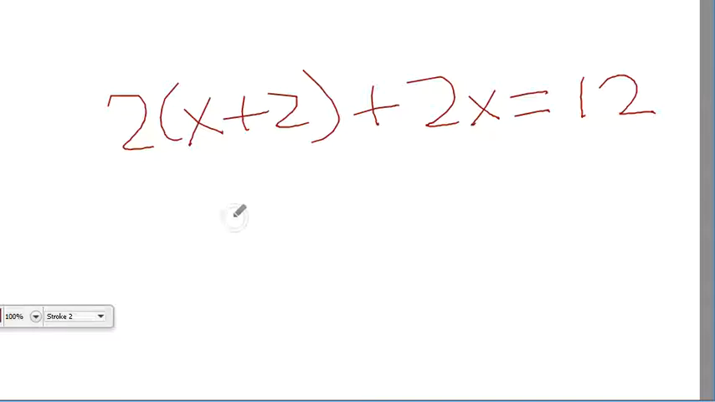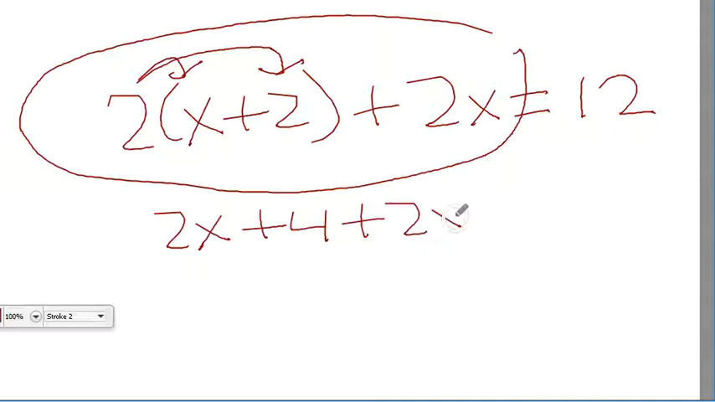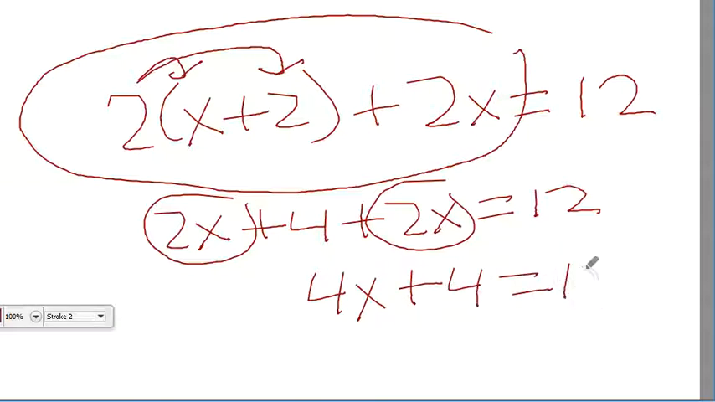Okay, so before we can solve, we need to simplify this left side. We need to distribute this 2 to both of these terms, and then we need to combine our like terms. And then we can solve the equation that we're left with. So 2 times x is 2x. 2 times 2 is 4. We still have our plus 2x equals 12. And we're not done simplifying the left side because we can combine the 2x and the 2x and make that 4x plus 4 equals 12.